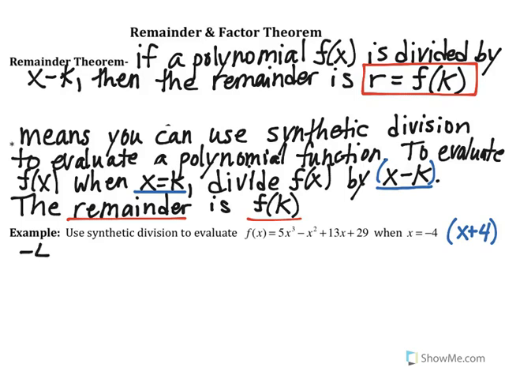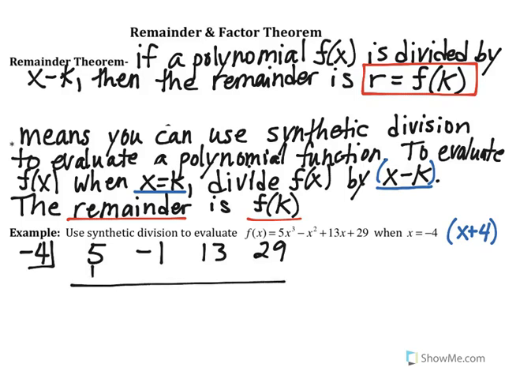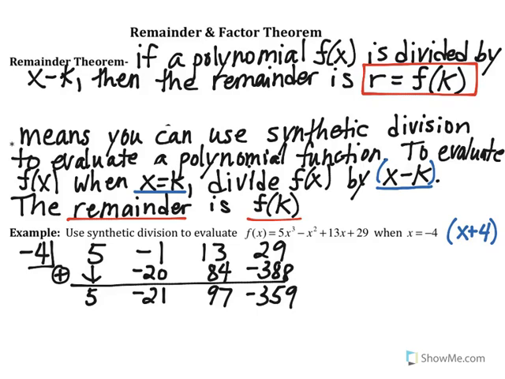We're going to do synthetic division, list out the coefficients, 5, negative 1, 13, 29. You're going to go through your synthetic division process, so bring the 5 down, multiply times negative 4, you get negative 20, and then we're going to add everything that's on this row. So negative 21, multiply by negative 4 again, you get 84, add, you get 97, multiply by negative 4, you get negative 388, and then final answer will be negative 359.